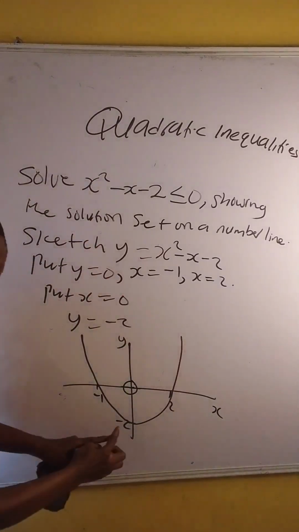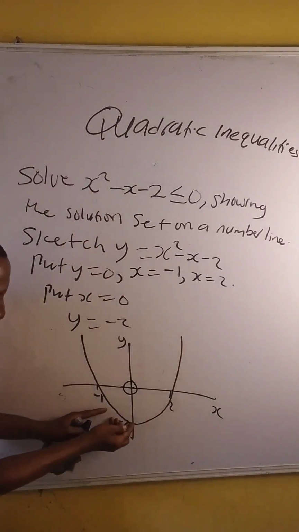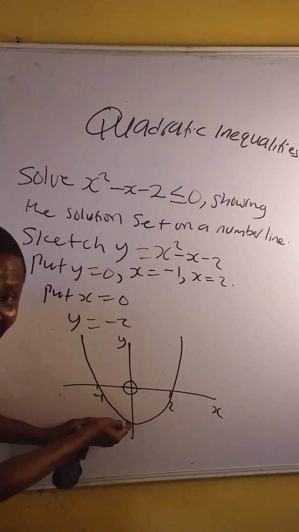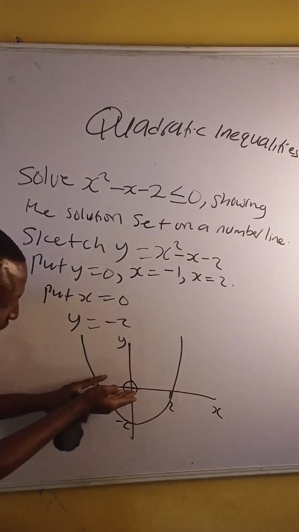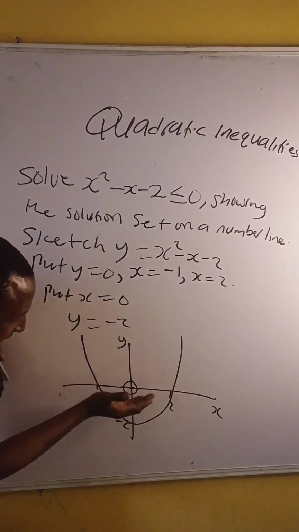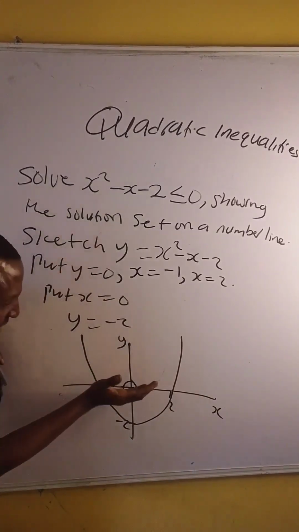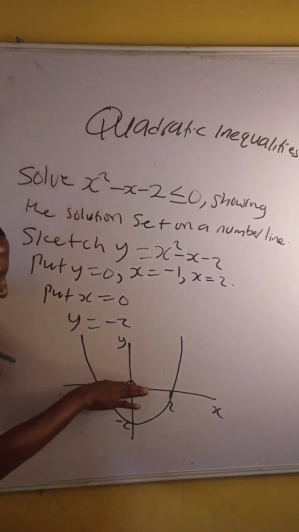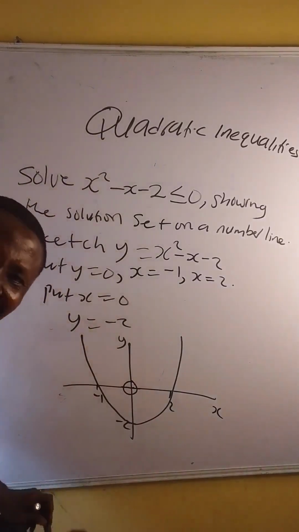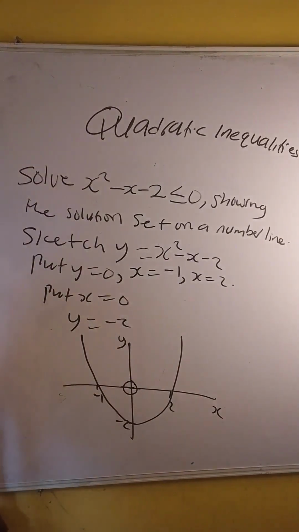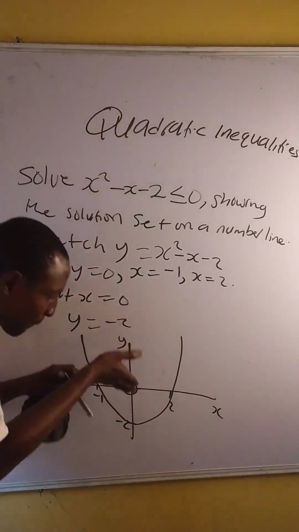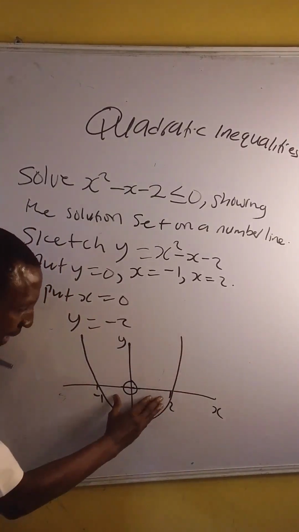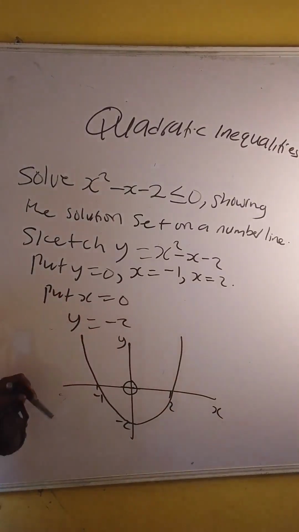Looking at your curve, your y is touching minus 2 here. So which part from this 0 is less? Is it this part that is on top, or this part that is down? You can see that the part going down is less than 0. It can be 0 and the part less than. And you can see how the curve goes. So all this part now is our required region.